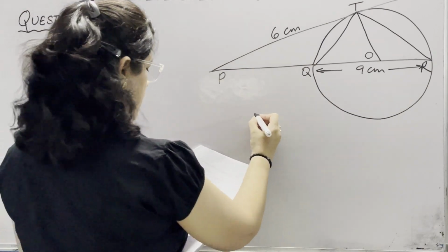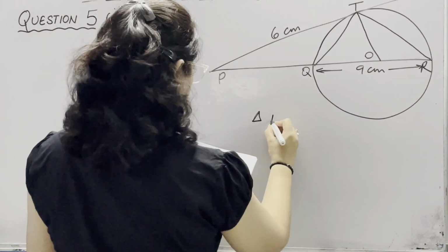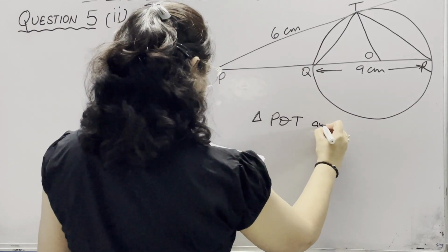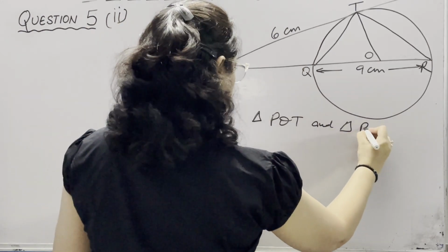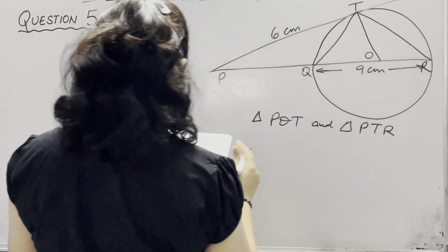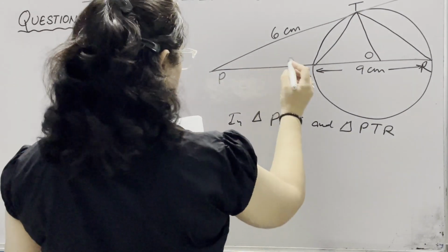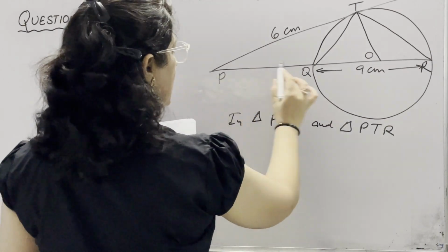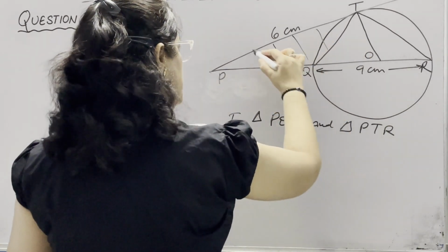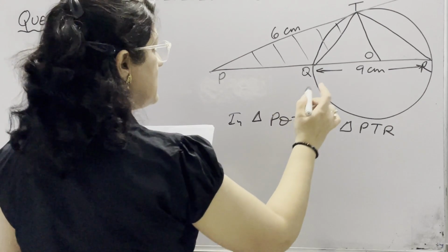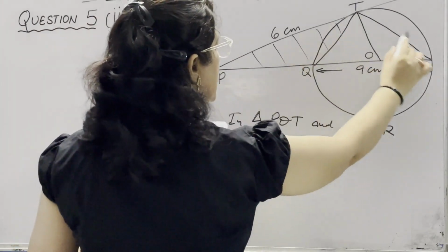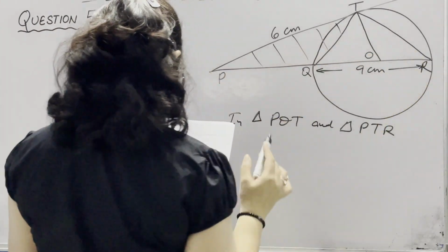So in the first part, we are taking triangle PQT and triangle PTR. In these two triangles, this triangle is PQT, and then PTR. It means P, T and R, the full triangle.